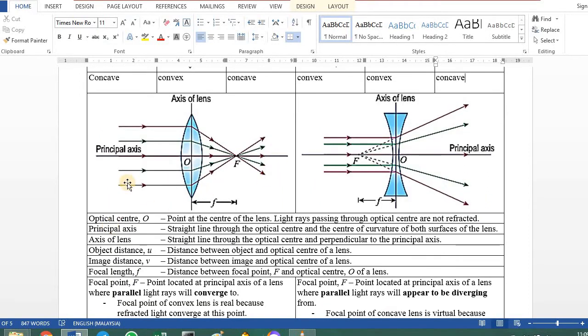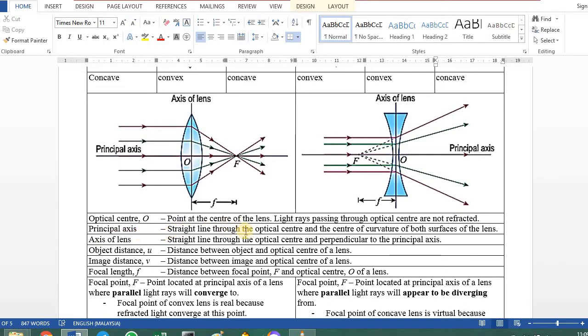Continue. Okay, so the optical center is the point at the center of the lens. Light rays passing through the optical center are not refracted. So this is the optical center. Light that passes through, whether it goes through like this or like this, all the light that passes through the center will not be refracted. This is the same for a concave lens too. This is the optical center.